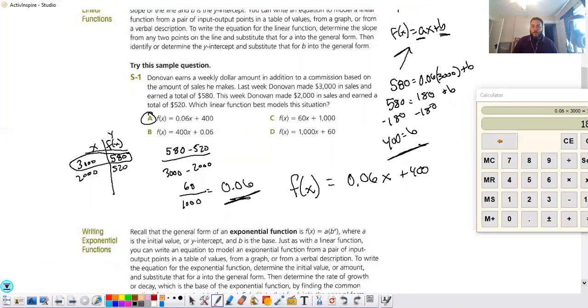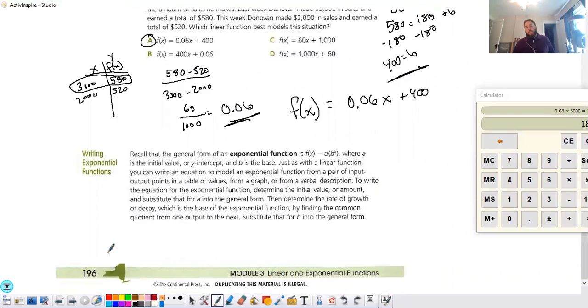All right, if we keep going down here, it says, so now we're going to get into exponential functions. It says, recall that the general form of an exponential function is f of x equals a times b to the x, where a is the initial value, or the y-intercept, and b is the base. Just as with linear functions, you can write an equation to model an exponential function from a pair of input and output points in the table of values, from a graph, or from a verbal description.